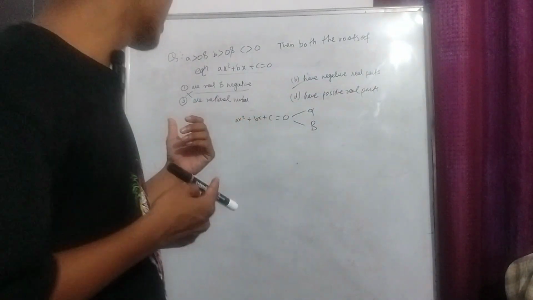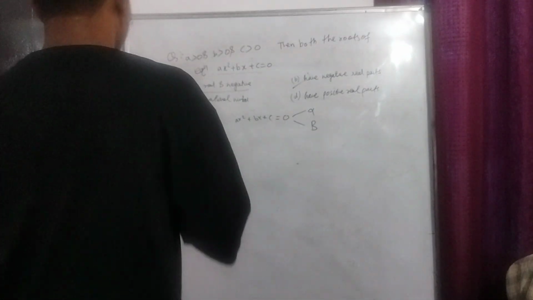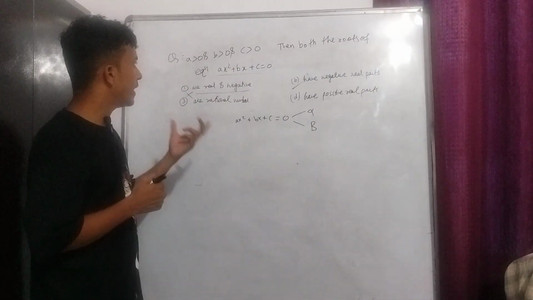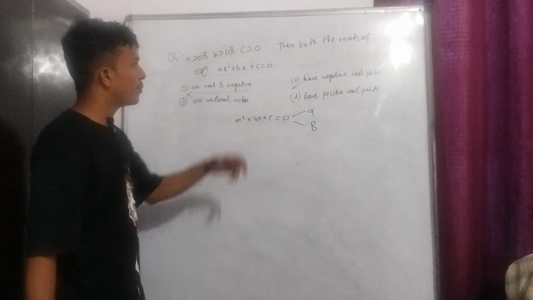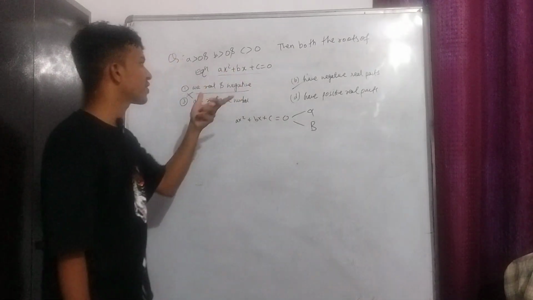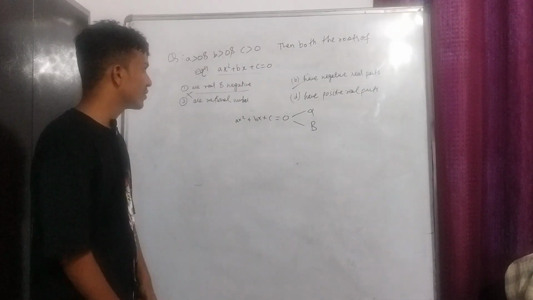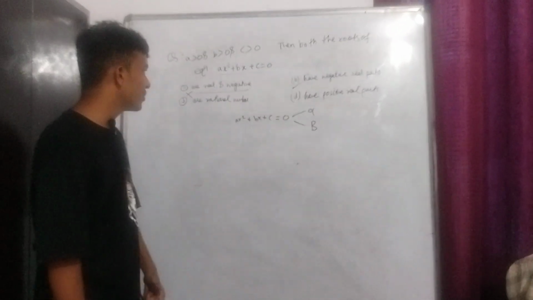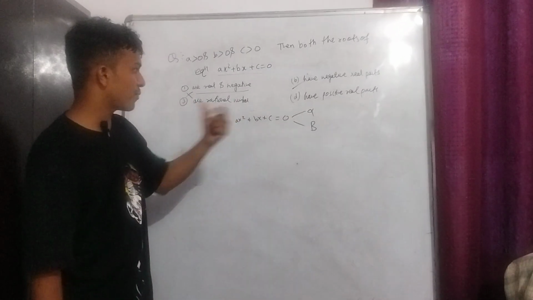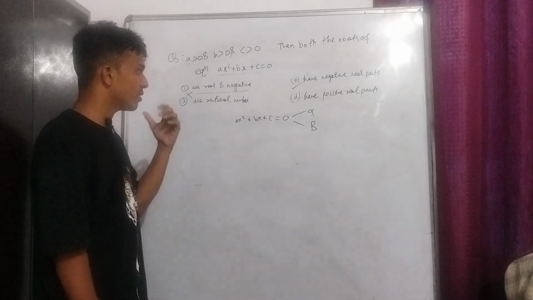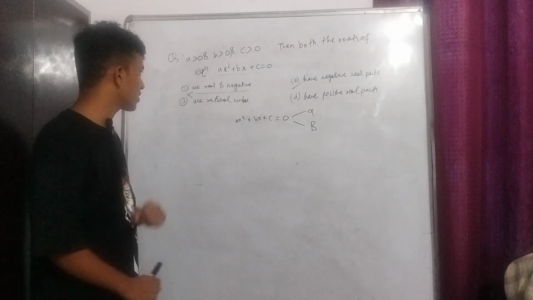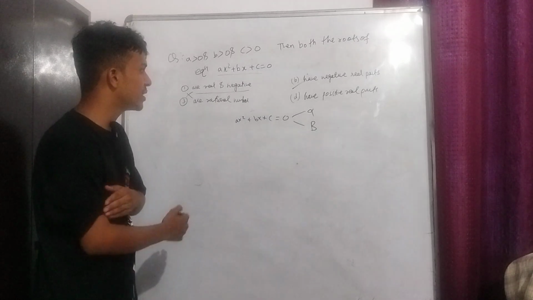Hello everyone, we are going to solve this question which says a is greater than 0, b is greater than 0, and c is greater than 0. Then both the roots of the equation x square plus bx plus c is equal to 0. So we need to comment on the roots of this equation, and there are four options given. Among these four options, one will be correct. So let's see which will be the correct option.